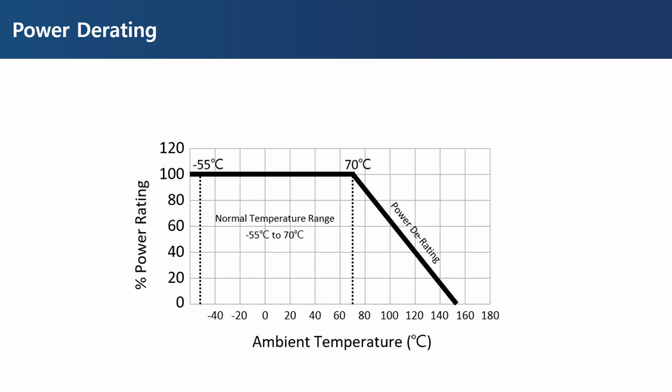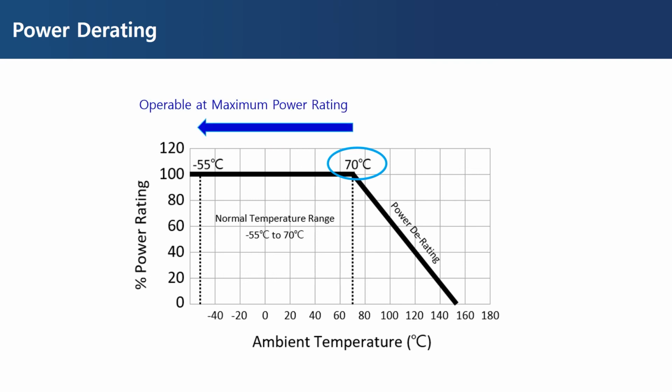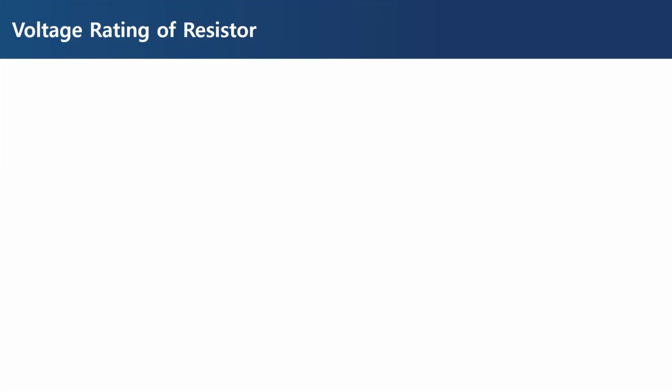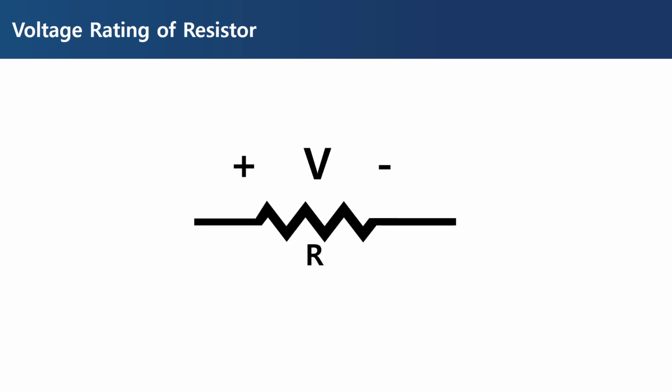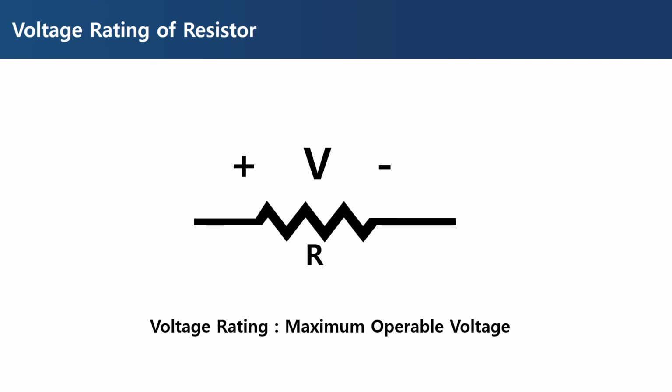This is the power derating curve you might see in the resistor datasheet. When the power rating is defined at 70 degrees, it tells us that a resistor can be operated at a power equal to the power rating when the ambient temperature is below 70 degrees, but should be reduced when operated at a temperature above 70 degrees. The last specification to look at is voltage rating. This is the maximum voltage that can be applied to the resistor. Beyond this, the resistance may be damaged.